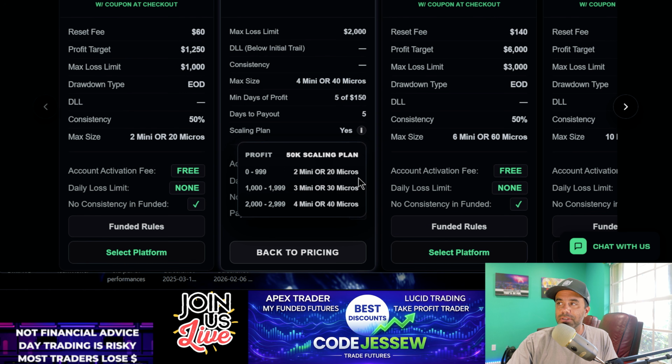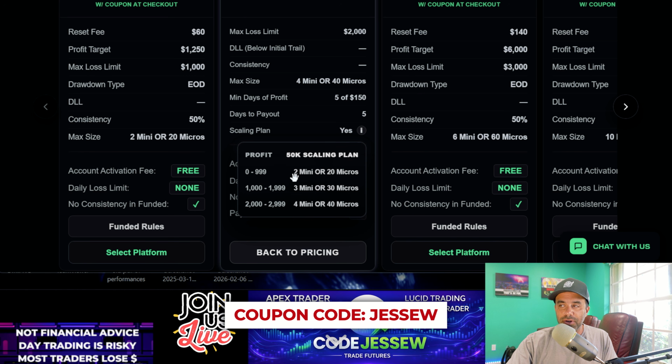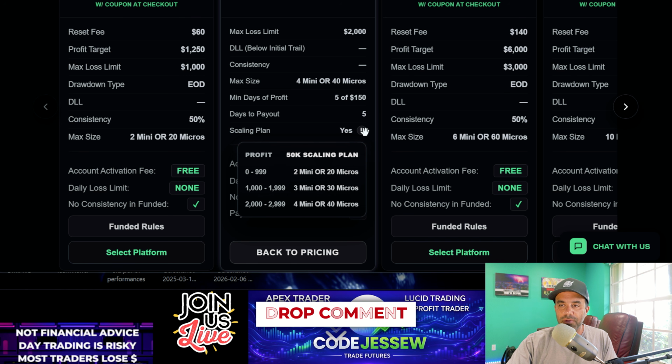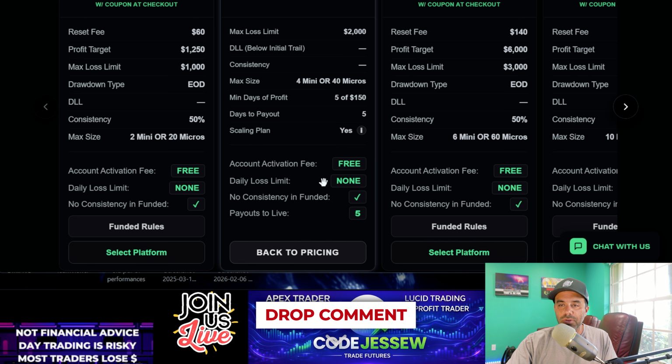So let's take a look at that, because that's always important. 0 to just under $1,000, you can do 2 minis or 20 micros. That's good. 1,000 to just under 2,000, 3 minis, 30 micros. 2,000 to just under 3,000, 4 minis or 40 micros. No activation fee, no daily loss limit, no consistency in the funded, which is nice.